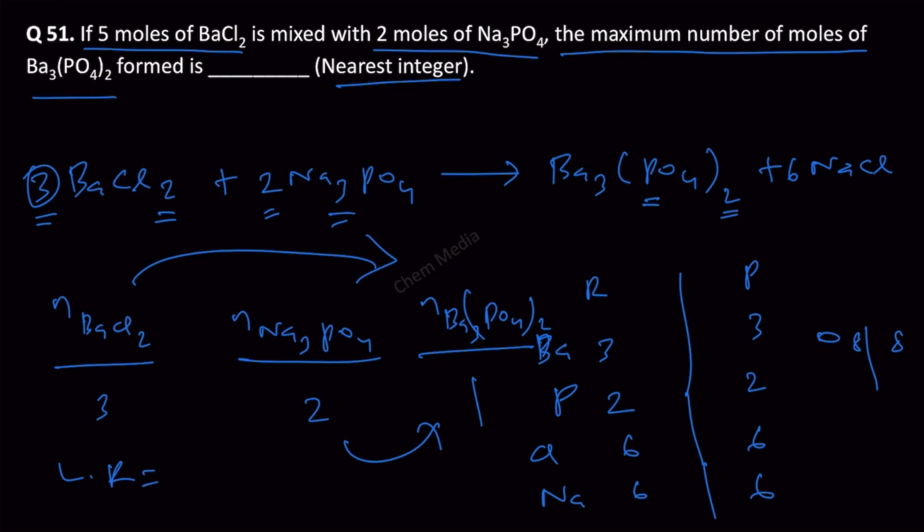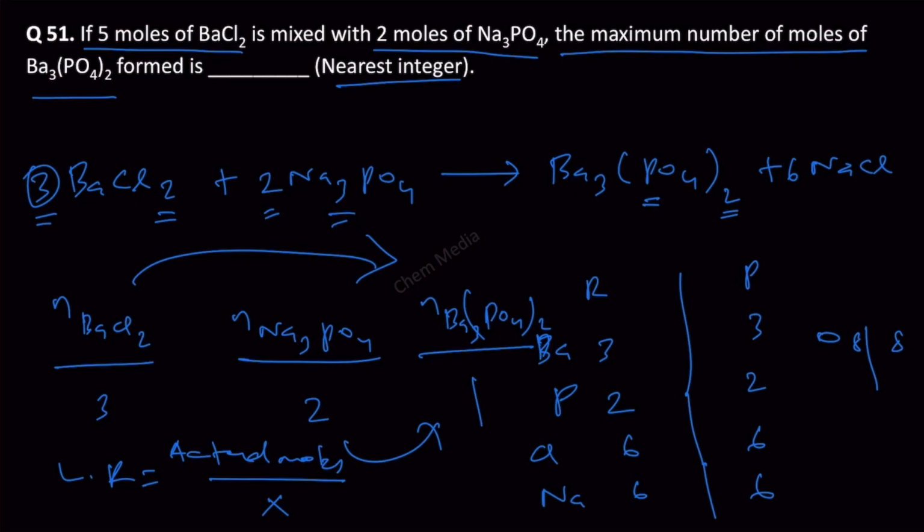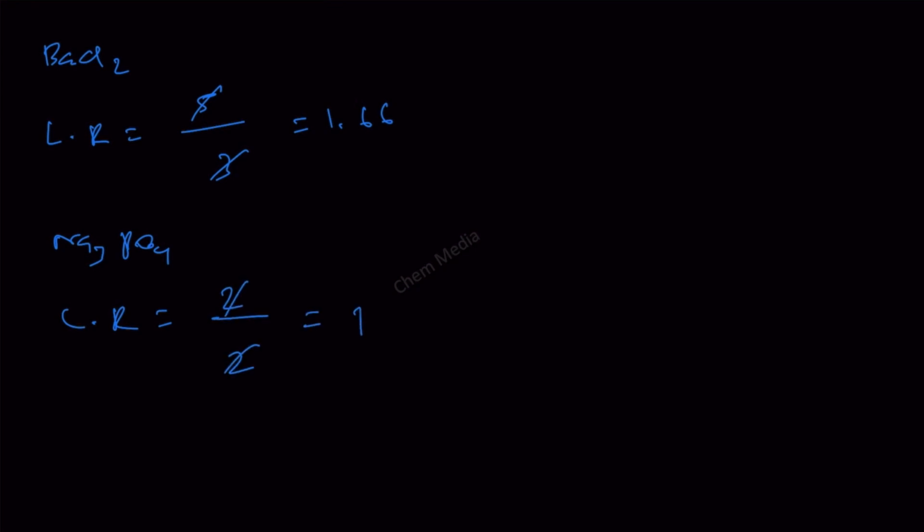Limiting reagent is equal to actual number of moles divided by stoichiometric coefficient, because we have 2 reactants, so therefore we need to decide which one is the smallest out of this. So here we have 5 moles of barium chloride divided by 3, so that is 1.66. Sodium phosphate we have 2 moles, stoichiometric coefficient is 2, so therefore this is equal to 1. So 1 is obviously less than 1.66. So therefore sodium phosphate is the limiting reagent here.